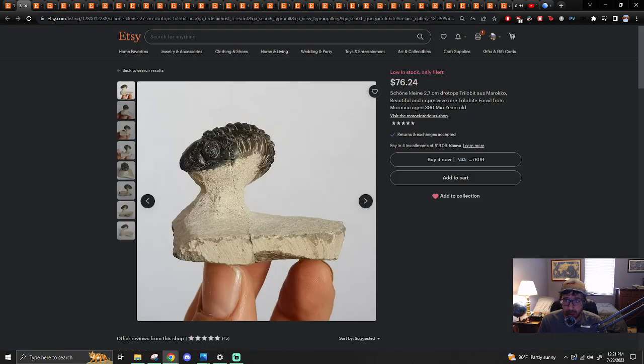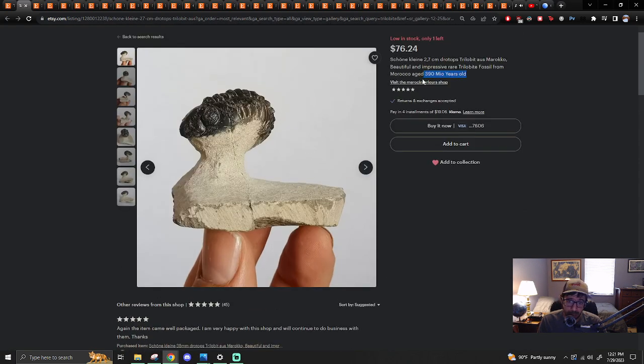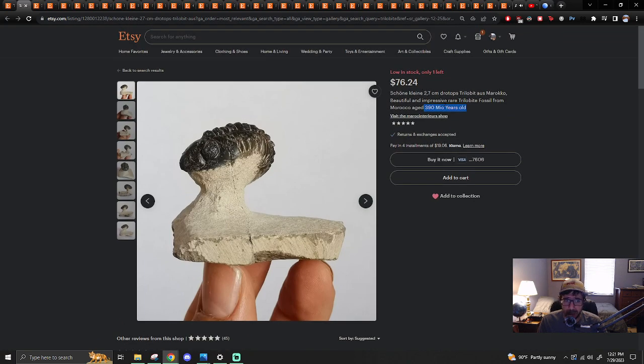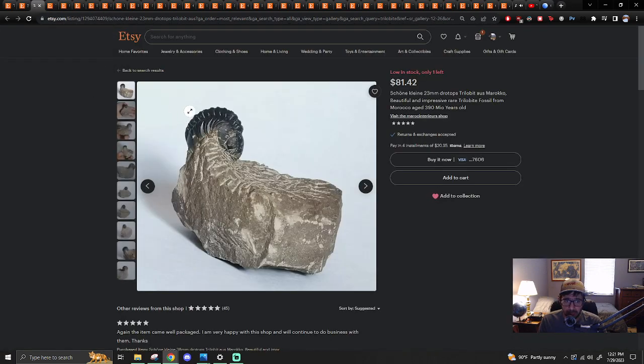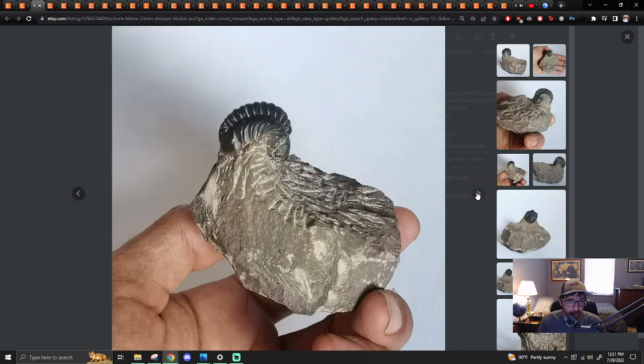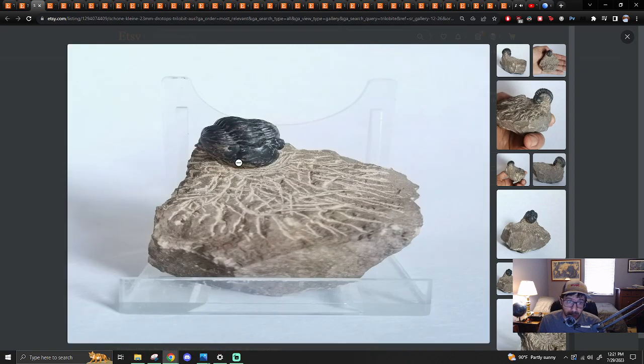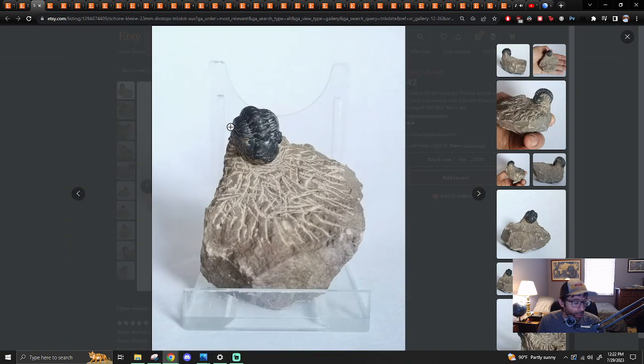I tried my best to pick ones that, based on the description, when they say millions of years old, I feel are real. This is from Morocco. A lot of them are from Morocco, which kind of points to them probably being real, and not replicas, which sometimes they have. So again, another trilobite. Nothing about it that's particularly anomalous yet in these, where it's like, all right, this ain't no fossil kind of thing.